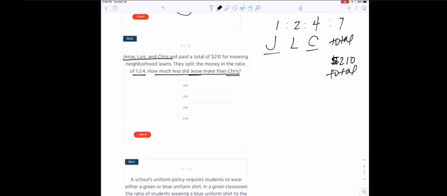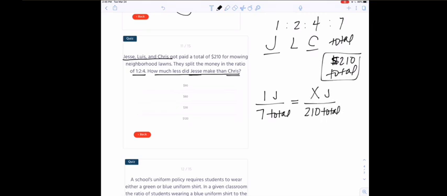But that means that we need to solve for J and we need to solve for C, Chris. So we're going to use our ratio. First I'm going to solve for Jesse. So 1 Jesse out of 7 total. Why am I using the total? Because that's the only given that I have aside from the ratio. So this is going to be 210 total. And I'm going to solve for Jesse. Okay, so 7 times x is 7x. 1 times 210 is 210.